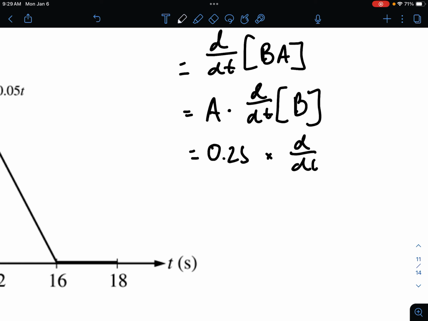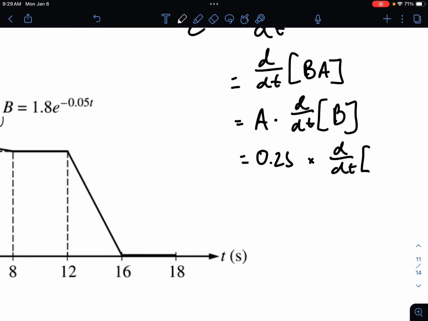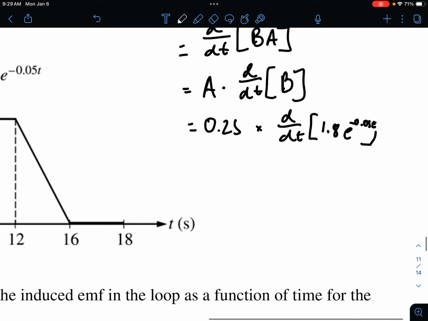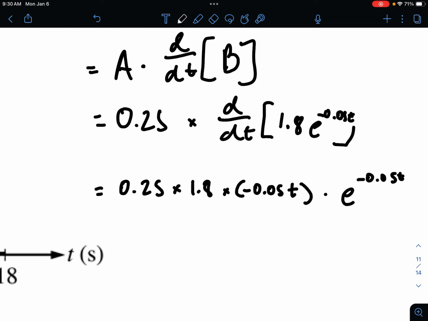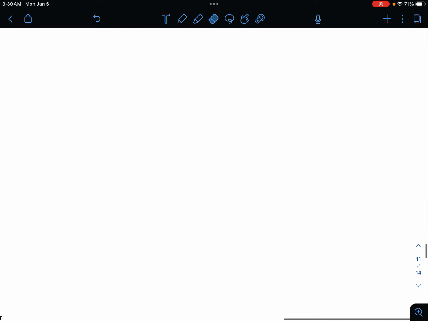So d/dt of 1.8 times e to the negative 0.05 t. If I'm taking the derivative of that, I'm going to do my chain rule. So I can pull out the 1.8, and I'm also pulling out the negative 0.05. And then you would do, once again, e to the negative 0.05 t because of chain rule, right? Why did I put a t in there? I'm so silly.